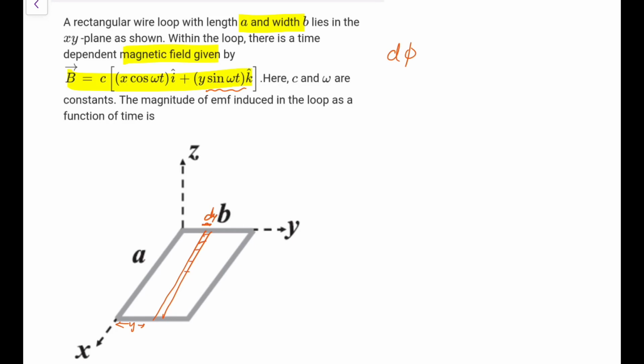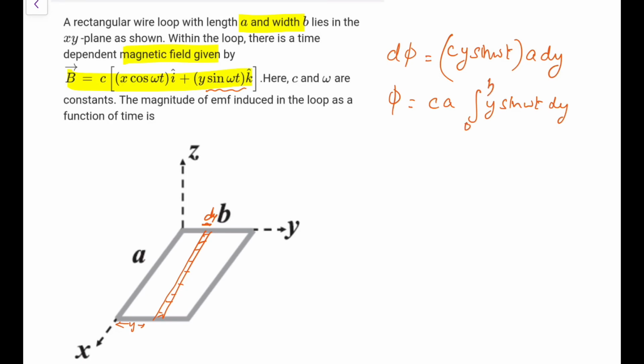So its area would be a into dy and flux would be B times that. B is C y sin omega t, I can assume it to be constant, into a dy. So the net flux would be the integration of this, that would be C a times the integral of y sin omega t dy. Sin omega t will also come out, you can take it out, and y varies from 0 to b. So C a sin omega t and b square by 2. So b square C a by 2 sin of omega t, that is the flux.